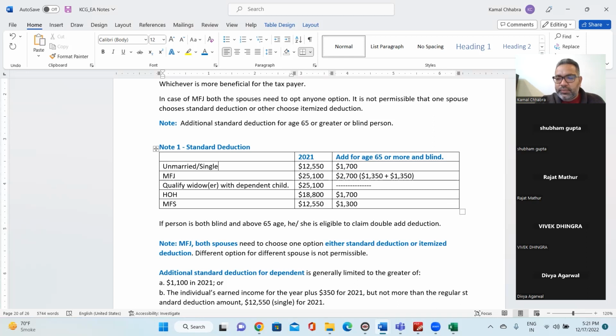Rajat, Vivek? Kamal, where in the book is this written? It is always good to have it in front of us, so where in the book is it written? Yeah, it's from page number 43 onward. 42. Yeah, so it's on page number 42, 43.